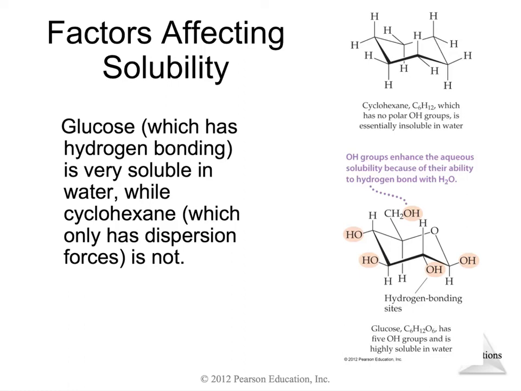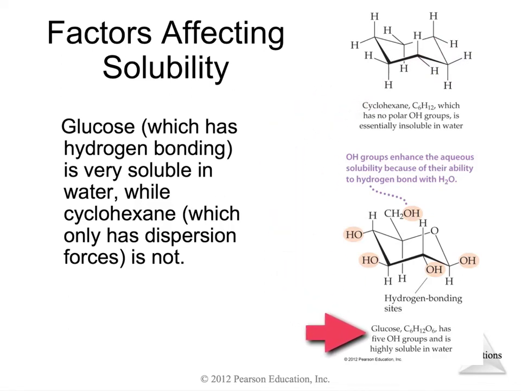So let's say we look at two different examples. First one I have is cyclohexane, which is just C6H12. So we can see here that all of the groups that are attached to the carbons are all just hydrogen. Since there's no polar groups attached to this, it would be insoluble in water, because this would be a non-polar molecule and water would be a polar molecule. Remember we said likes dissolve likes, so cyclohexane wouldn't be able to dissolve in water.